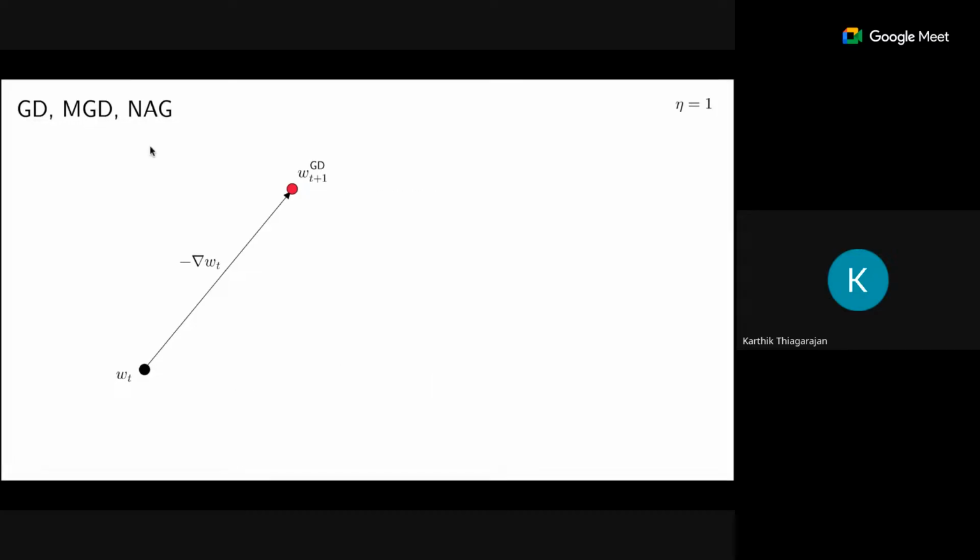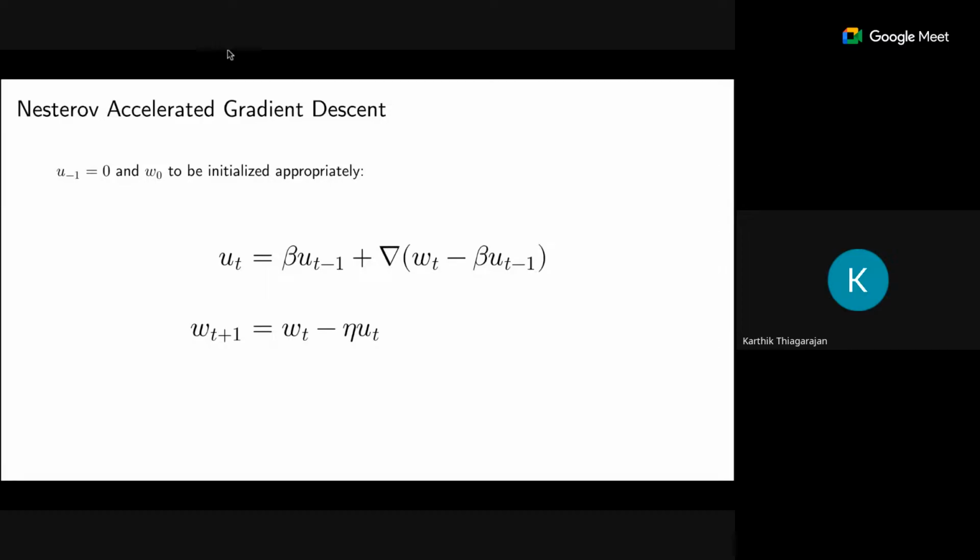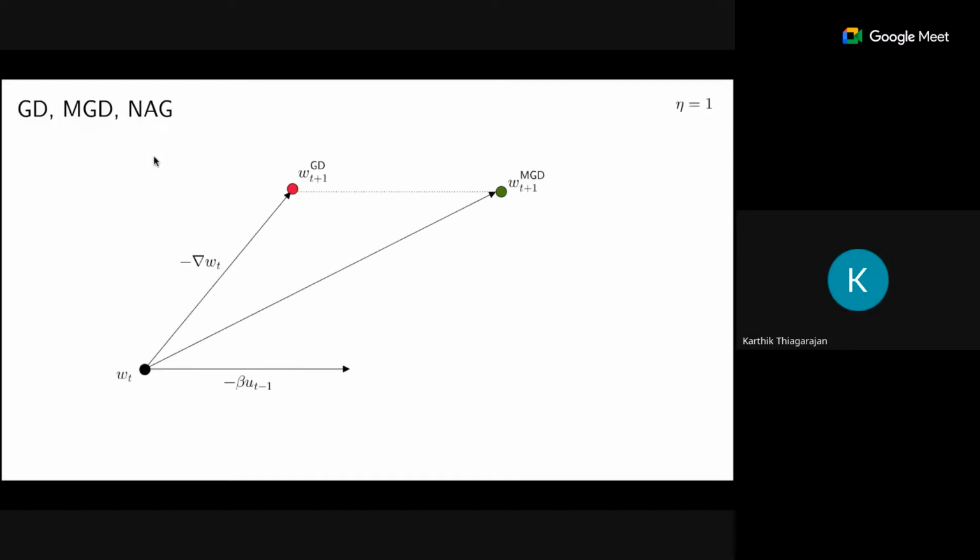So in terms of equations, if you go back, this is what the equation said, right? You are having beta ut minus 1. So you are at WT, right? So you first move by minus beta ut minus 1. Compute the gradient there and then add it to beta ut minus 1. Compute the gradient there and then add that to this quantity again. That will take you to NAG.